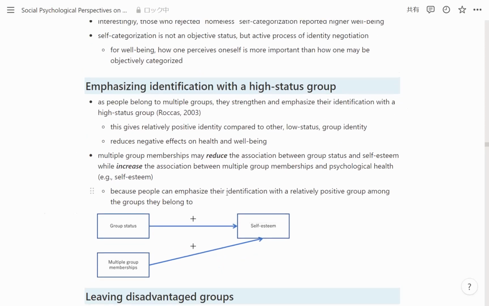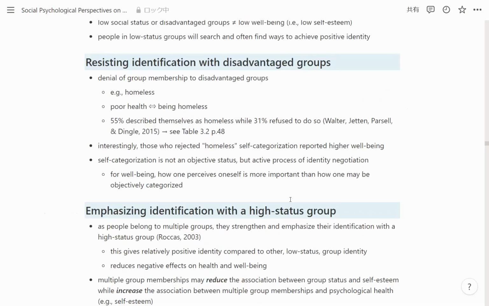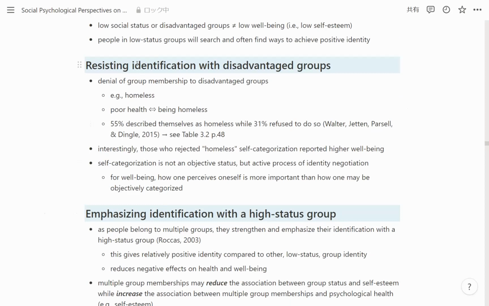People basically can emphasize their identification with a relatively positive group so that the impact of one group with low status would be reduced. Okay. So the first one was resisting identification with disadvantaged groups. And the second one was accepting the identification with disadvantaged groups, but emphasizing identification with a high status group.